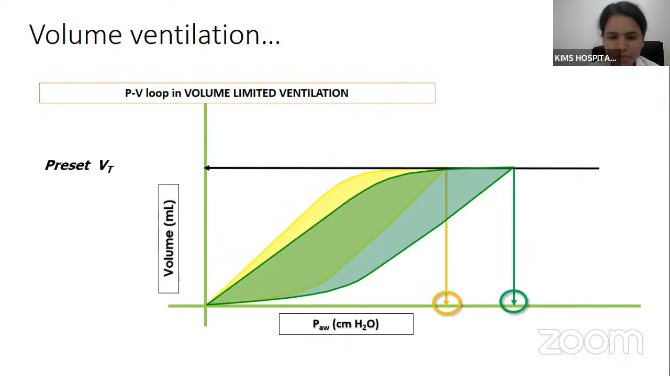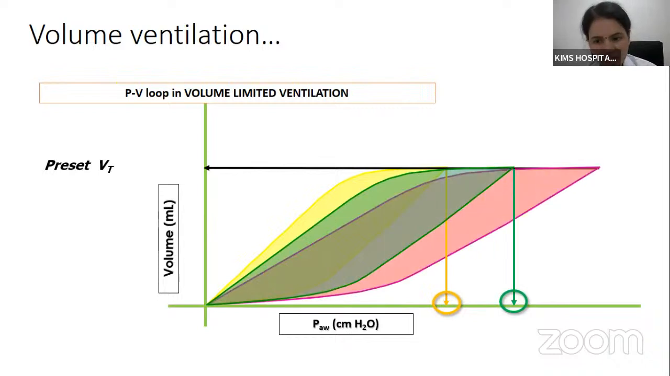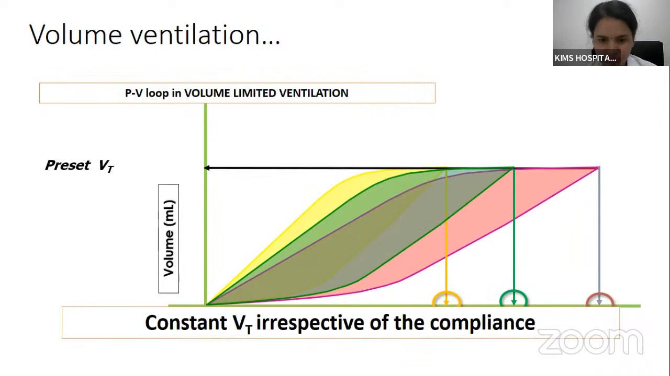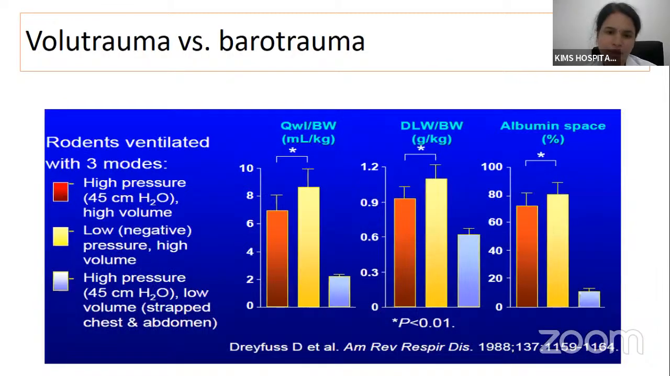When compliance improves, it uses lesser peak pressure, as you can see here. When the compliance worsens, it increases the PIP that is required. So it requires more PIP, but still ends up delivering the same volume. So we achieve constant tidal volume irrespective of the changes in the lung compliance. And this is possible by varying the peak pressure in every breath.